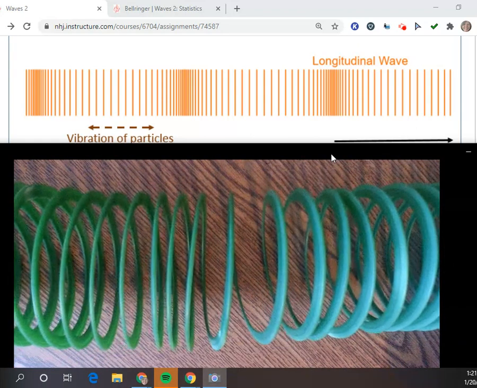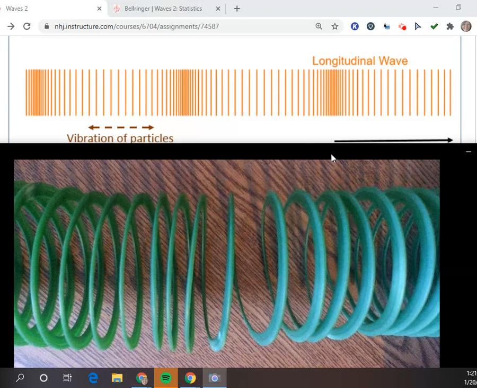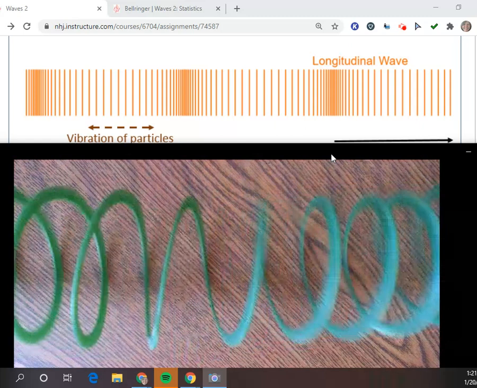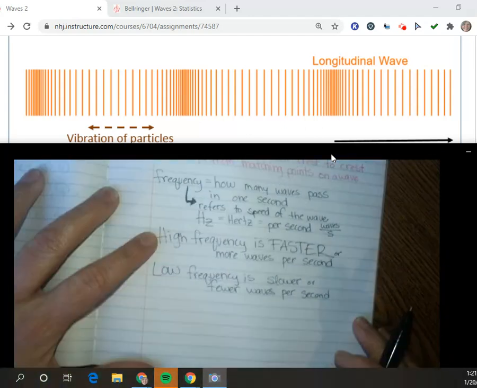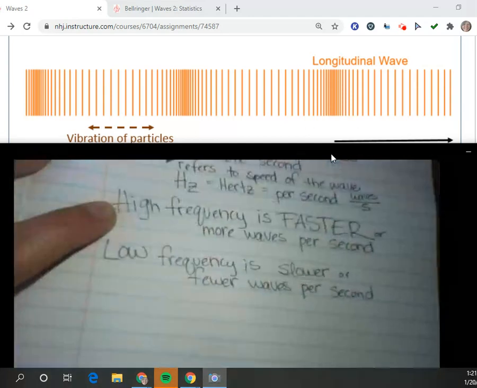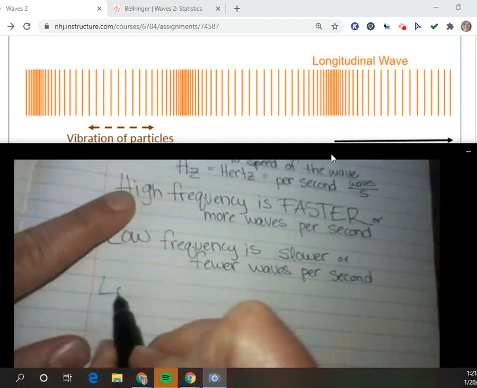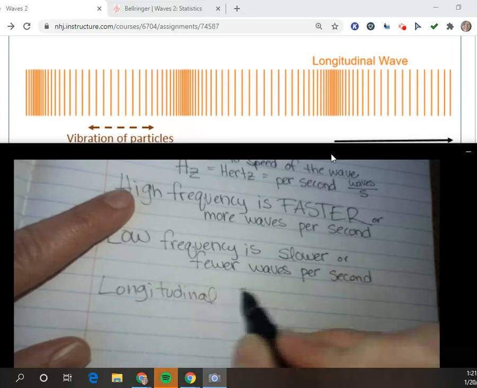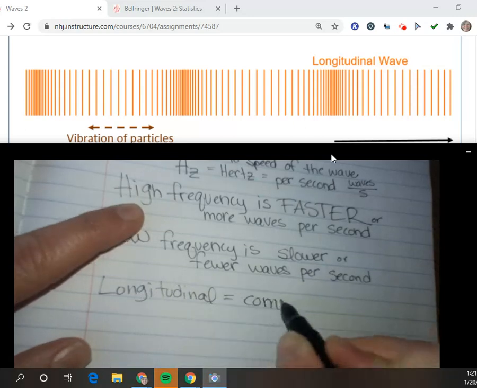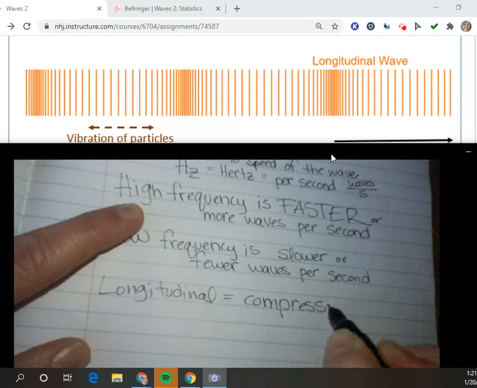Okay. These are also called compressional waves. So we'll write that down here in a second. But compressional, it presses together. Okay. Notice they hit each other. So let's write that down. Longitudinal equals compressional. Compressions.